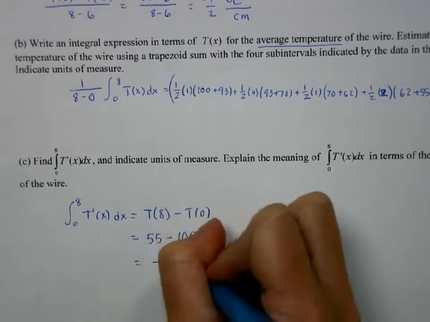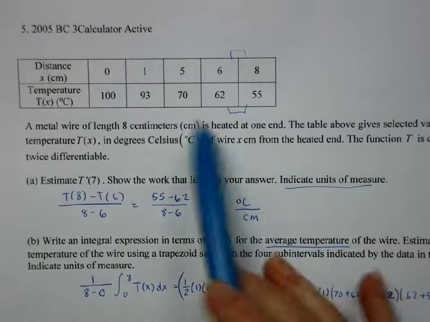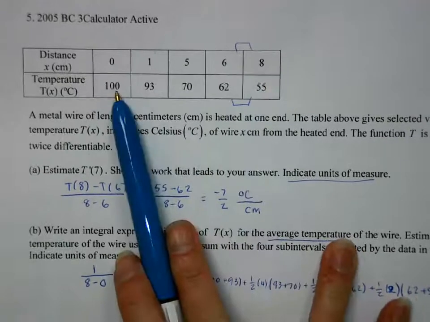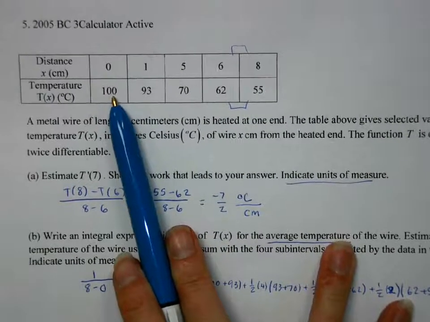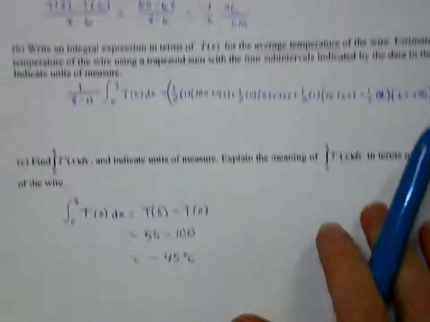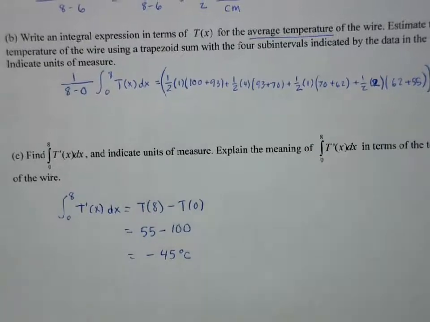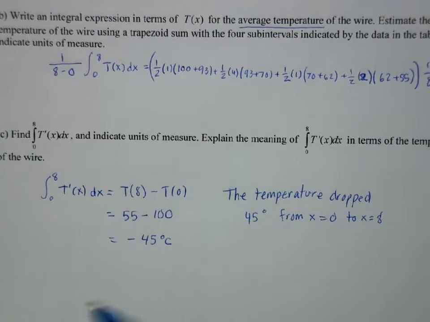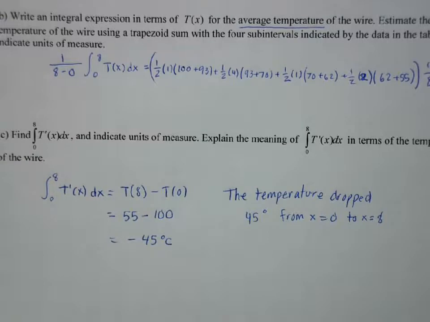Now, what was that? Well, the 55 was the temperature at the end of the rod. 100 was the temperature at the beginning of the rod. So what's 55 minus 100? That's the difference in the temperature. The temperature dropped 45 degrees from x equals 0 to x equals 8. So that is the average value of a function and how we see it in various AP problems.